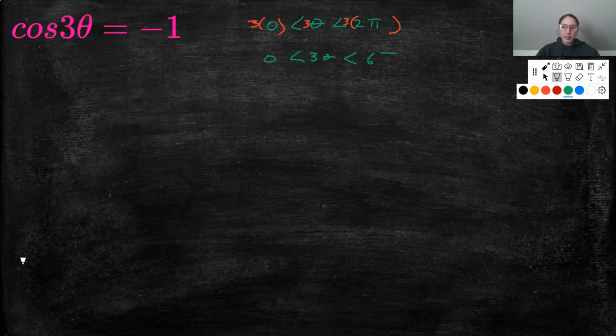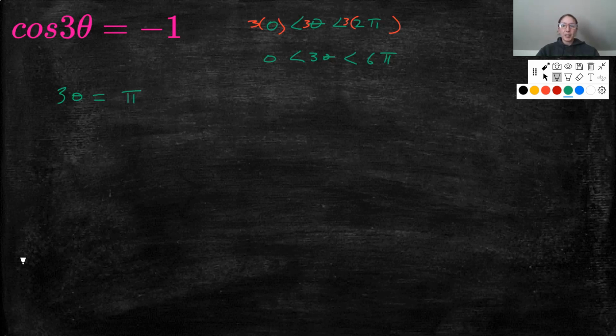6 pi. So this is 3 revolutions around the circle. So 3 theta lives between 0 and 6 pi, which means I need to find all values where cosine is equal to -1 between 0 and 6 pi. 0 to 2 pi is 1 time around the circle, 4 pi is 2 times around the circle, 6 pi would be 3 times around the unit circle. So 3 theta is going to equal, where does cosine equal -1? Conveniently for us, it's only in one spot. It's at pi.